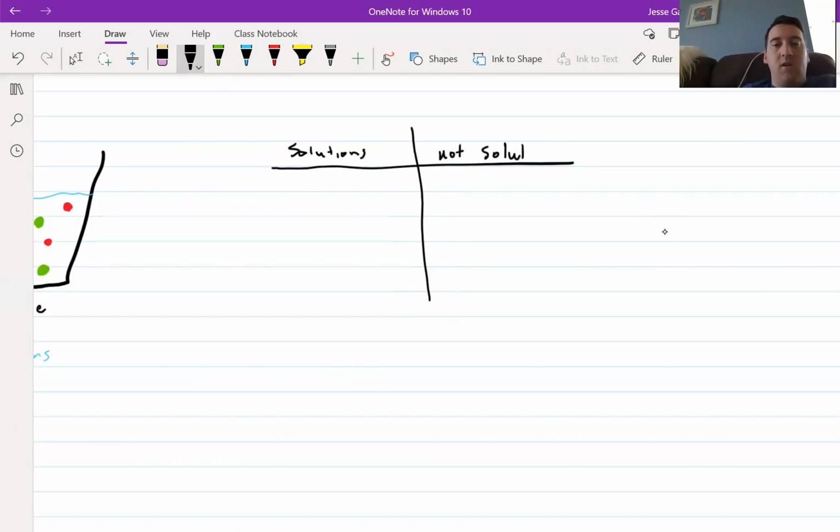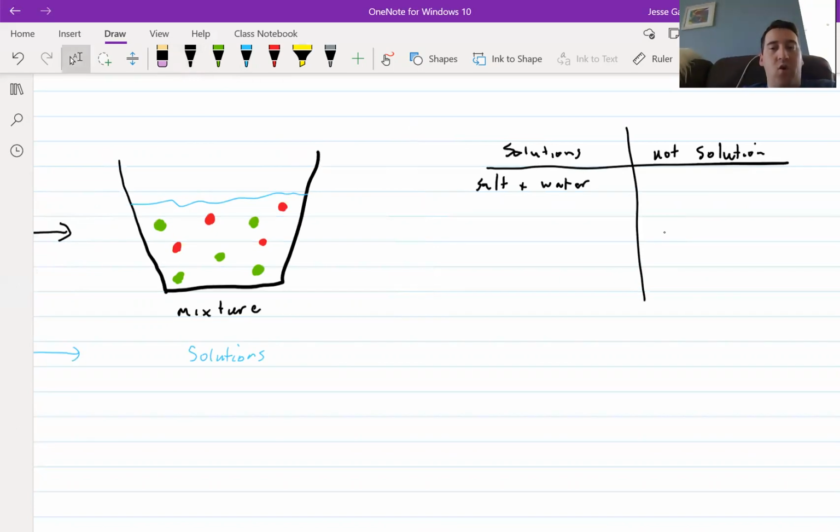Now, first of all, we've seen one already for sure. We've got salt plus water. That's definitely a solution. And we say it's a solution because it does dissolve. The salt does dissolve in water. So if something dissolves in water, then we can call it a solution. Or if something dissolves into the solvent, it is a solution.